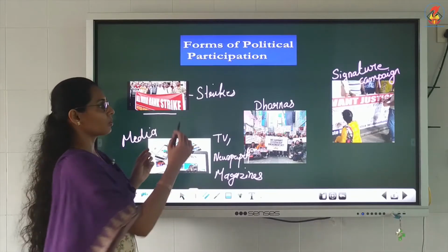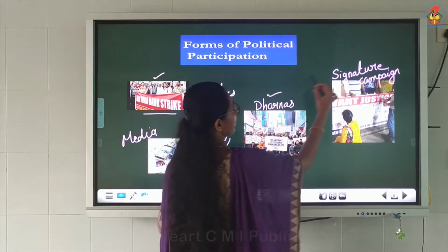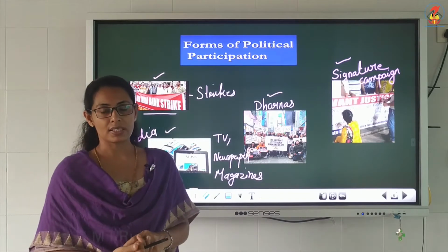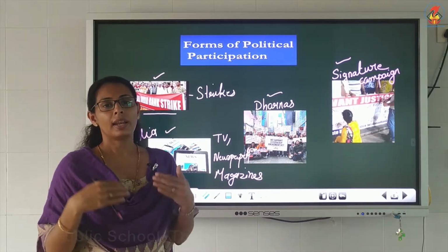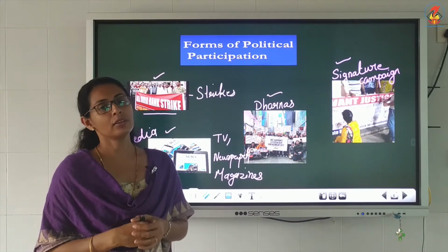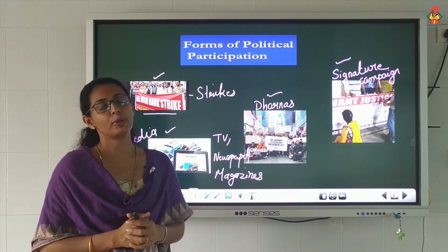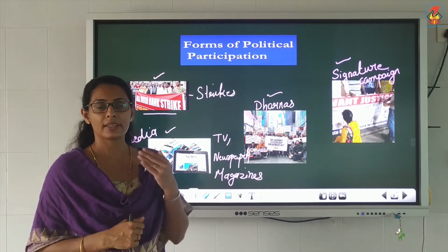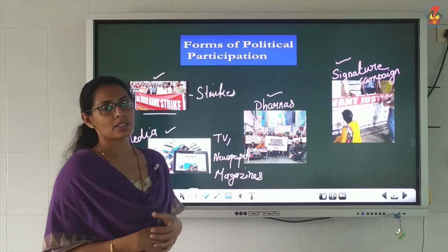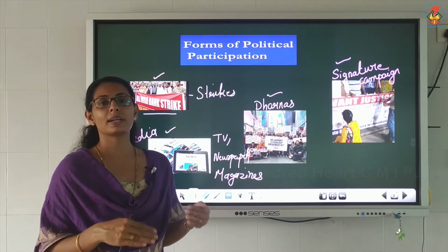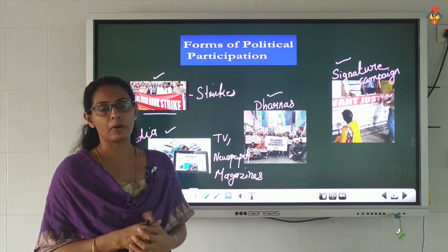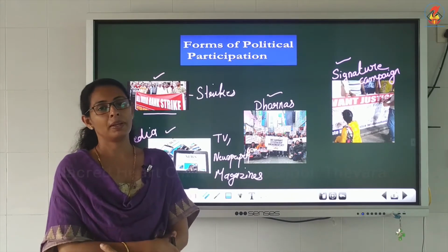The first one is strikes, the second is dharna, then signature campaigns, then media, that means TV, newspapers and magazines. Other forms are also there, like hartals and hunger strikes. These are all forms of political participation. Mainly hunger strikes are done by women and minority sections, who used these techniques to tell the government they are not satisfied with its policy or any law being implemented.